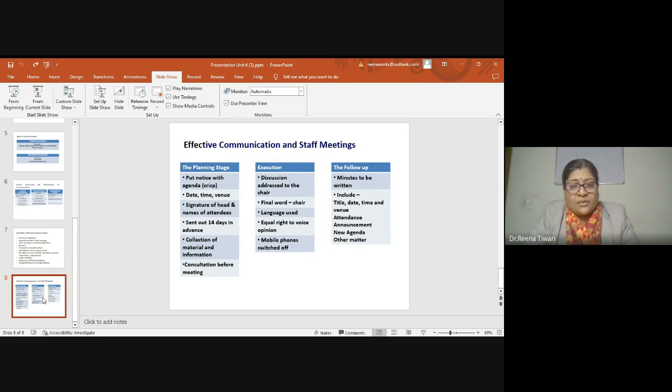And not only that the meeting is being held and executed in a perfect manner, it is also essential that it should be followed up on. And for follow up, the most important one is, what are the minutes of the meeting? What was the agenda? What was said by different individuals? What was being addressed to the chair? What was finally decided? Along with it, the title of the meeting, the date, the time, and the venue, and the attendance. Who all were attending the meeting, their names as well as their signatures.